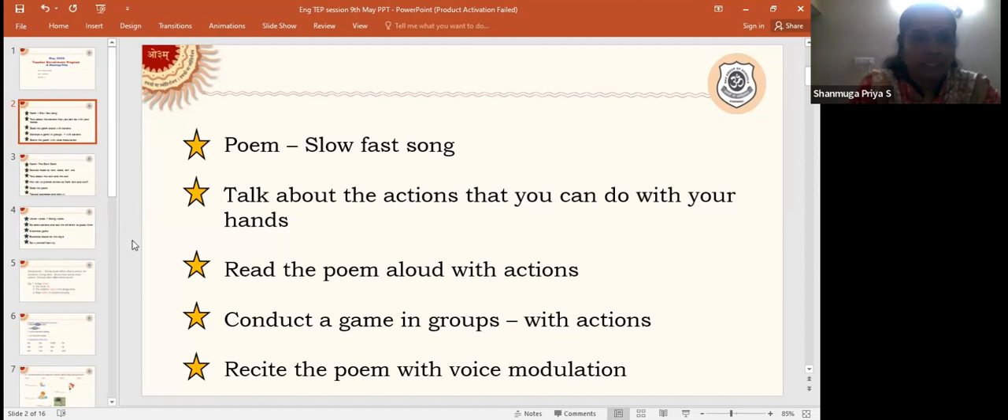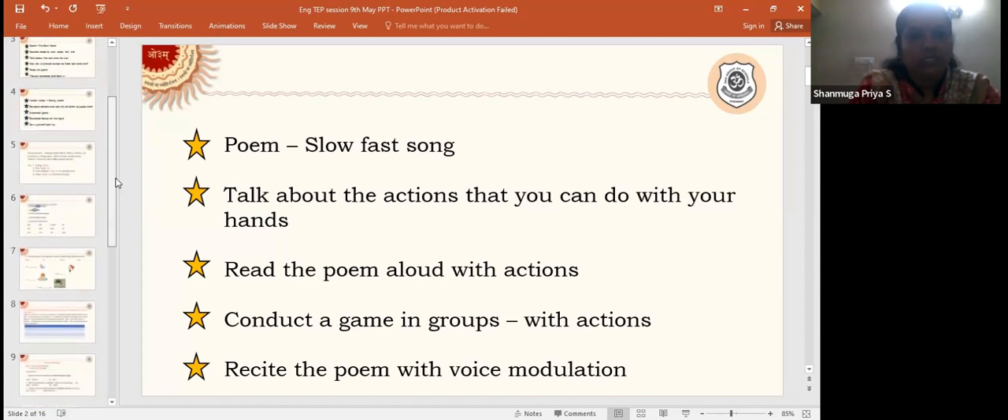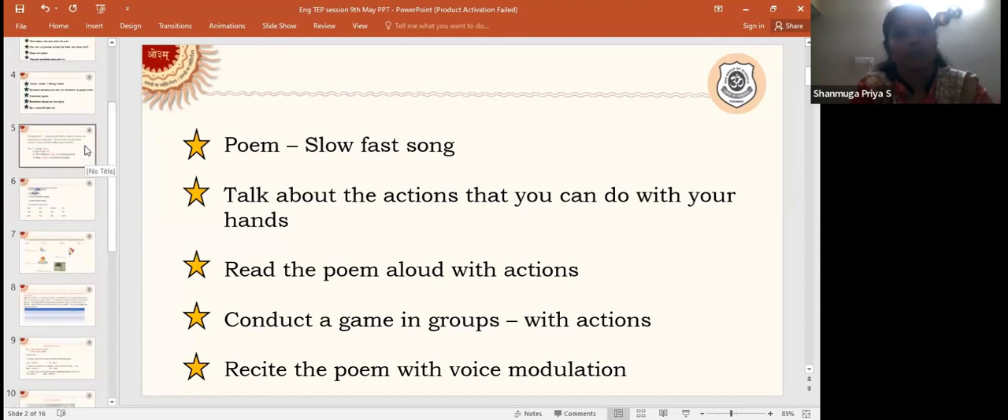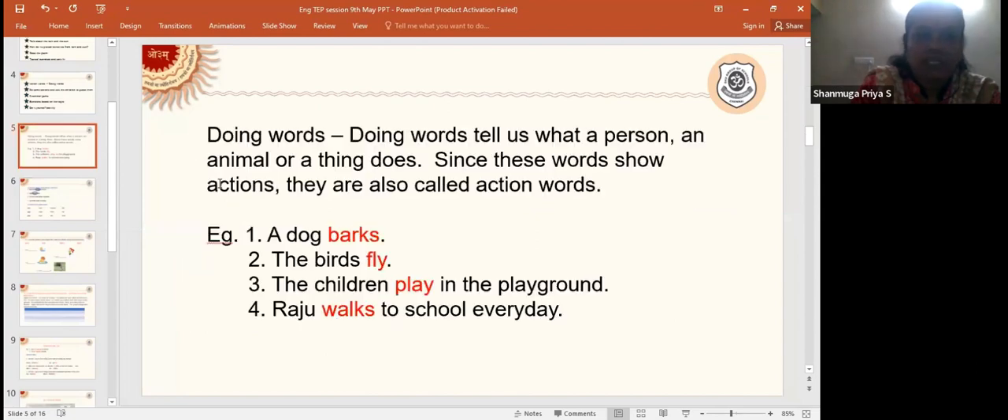So once this is done, we can introduce action words. After completing this, when we do the action words in grammar, we can relate the grammar topic with this poem. We can ask children, you remember that day we learned the slow fast song, and you did so many actions in that poem? So today we are going to learn about action words, doing words. Action words are called doing words.